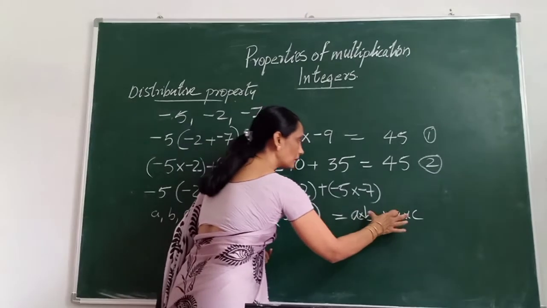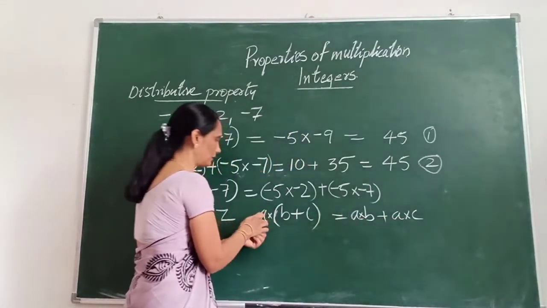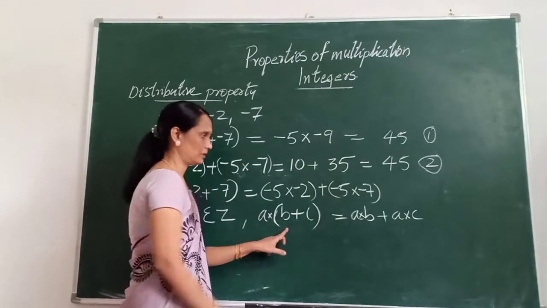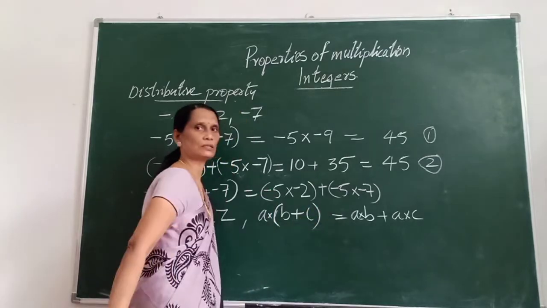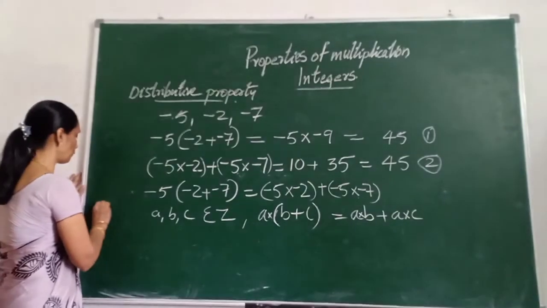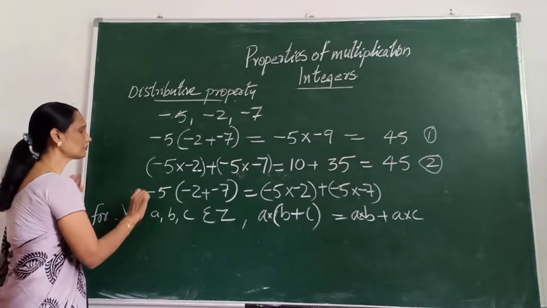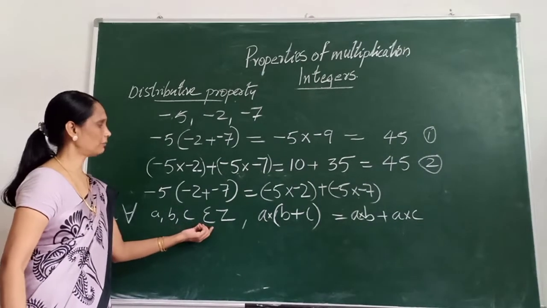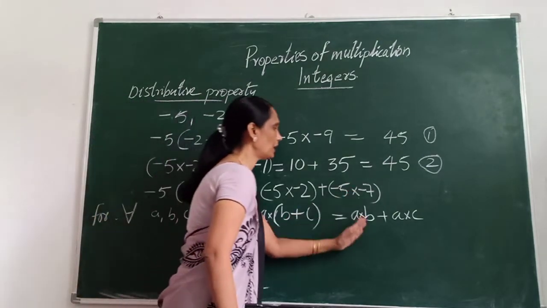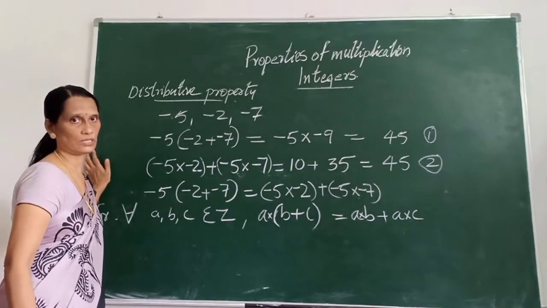So first, if we see a problem of this sort, immediately we will take the common number and put it like this here, and the remaining numbers we will add, B plus C. So see, A into (B plus C). This property is known as the distributive property. So for all A, B, C, elements of Z, A into (B plus C) equals AB plus AC. What is this property? Distributive property.